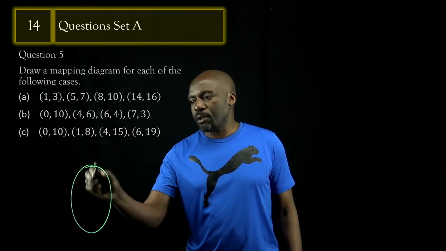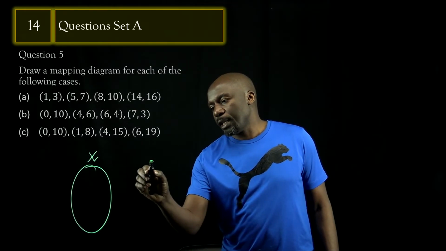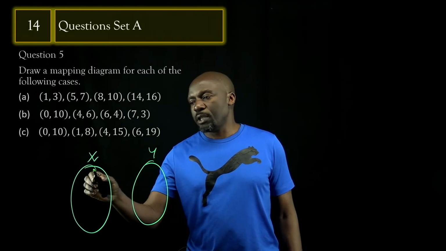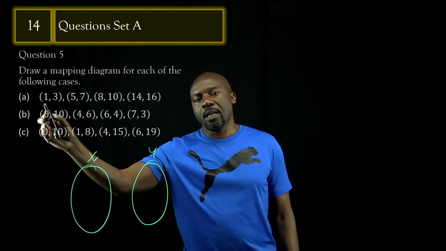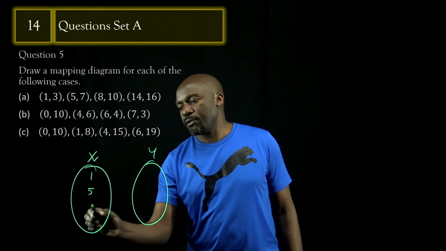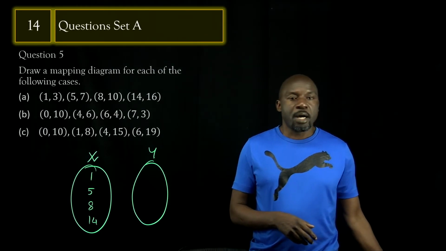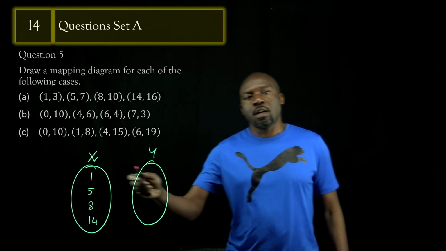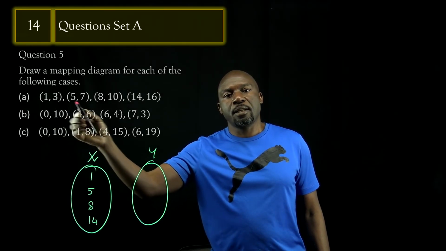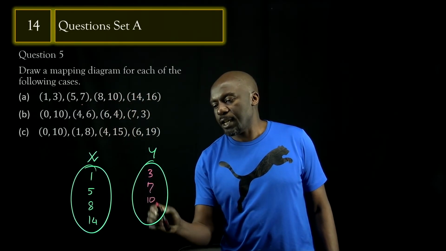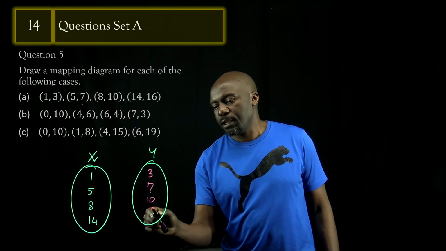So obviously what I need to do here is to draw an oval there to represent x, and another one here to represent y. Okay, and then all I have to do is to put the x values. The x values here will be 1, 5, 8, and 14. So I'd put 1, 5, 8, and 14. And on the other side, I can put my values of y, which are 3, 7, 10, and 16. 3, 7, 10, was it 10 and 16?